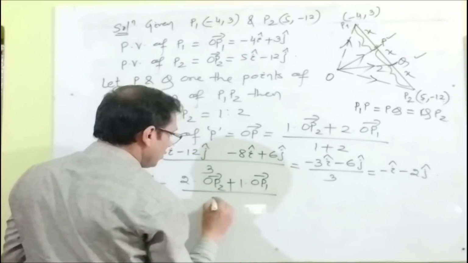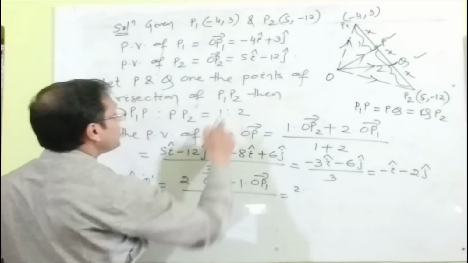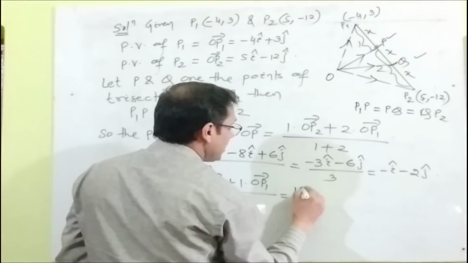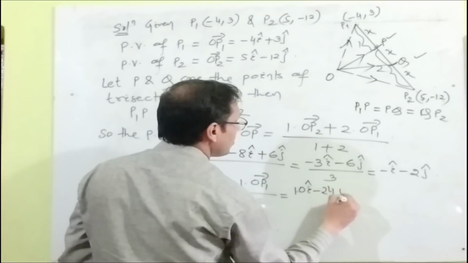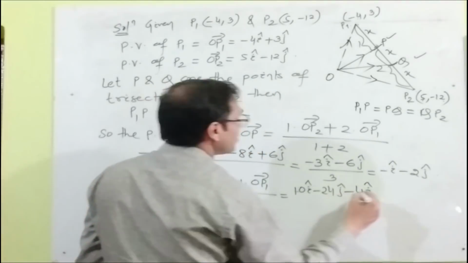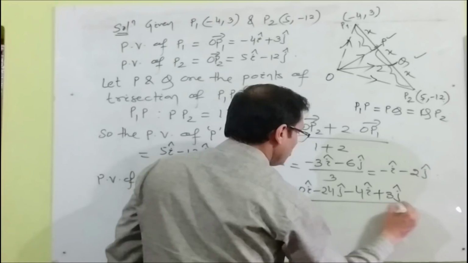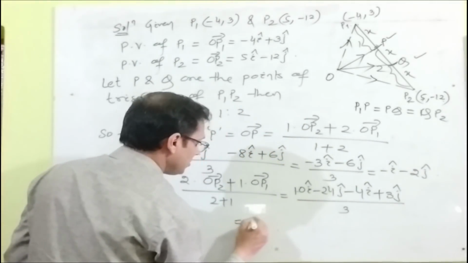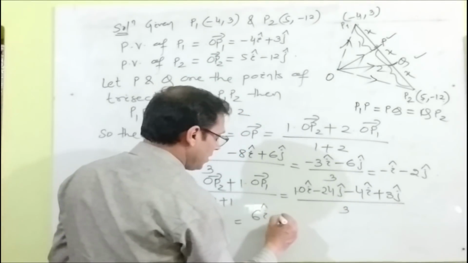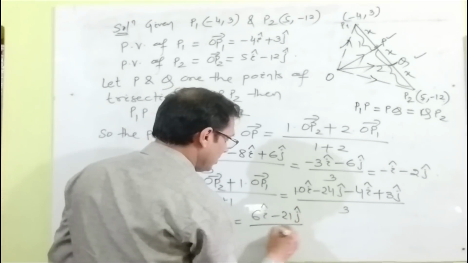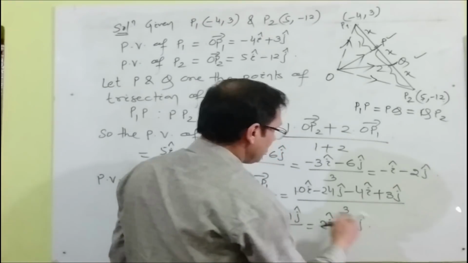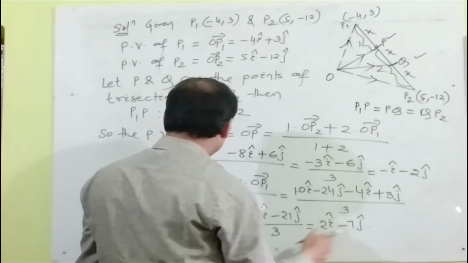Using mx2 plus nx1, 1 into OP1 vector by 2 plus 1: 2 into OP2, that is 2 into 5 i cap minus 12 j cap, that is 10 i cap minus 24 j cap, plus 1 into OP1, minus 4 i cap plus 3 j cap, by 2 plus 1 is 3. 10 i cap minus 4 i cap is 6 i cap, minus 24 j cap plus 3 j cap is minus 21 j cap, by 3. This is nothing but 2 i cap minus 7 j cap. This is the position vector of Q.